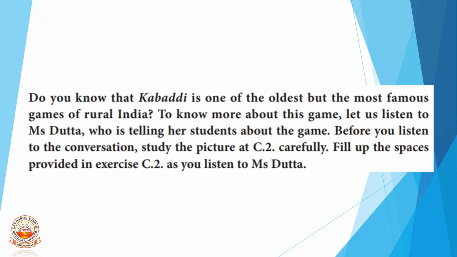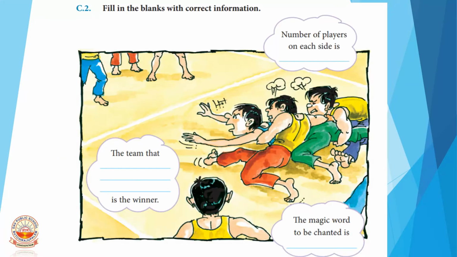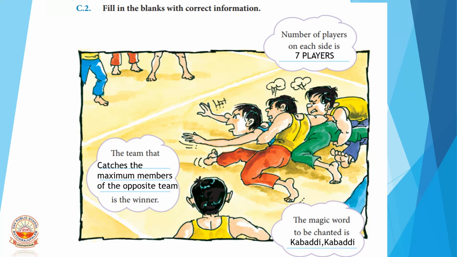Now let us go to this lesson. Fill in the blanks with correct information. This is based on the Kabaddi game. Number of players on each side is how many players? There are 7 players. The team that catches the maximum members of the opposite team is the winner. The magic word to be chanted is Kabaddi Kabaddi.